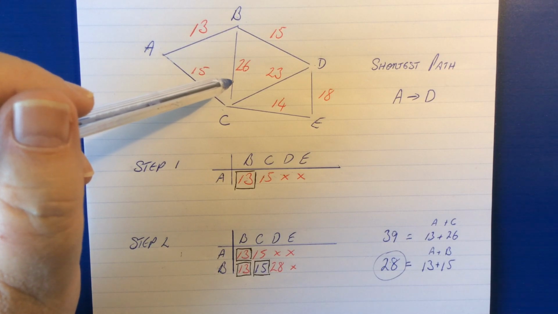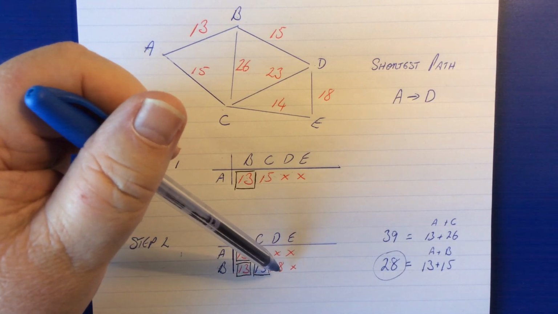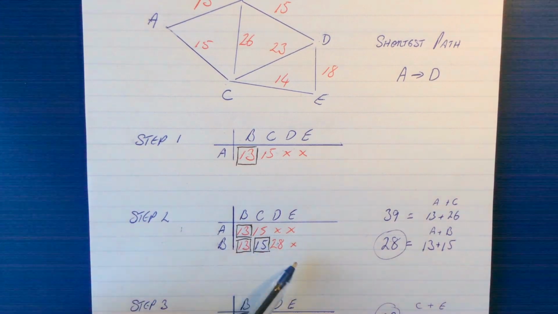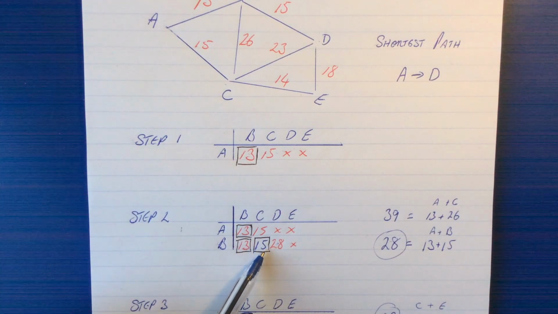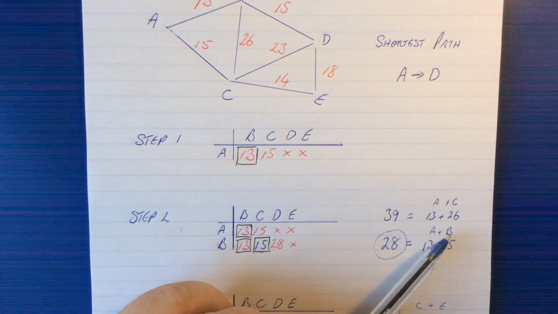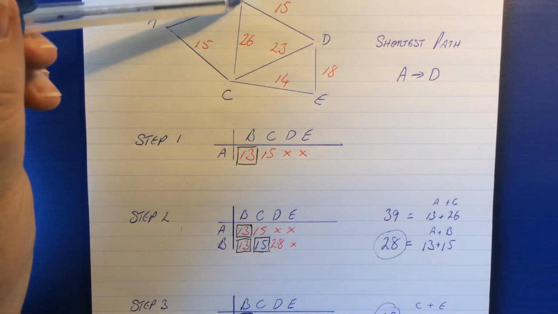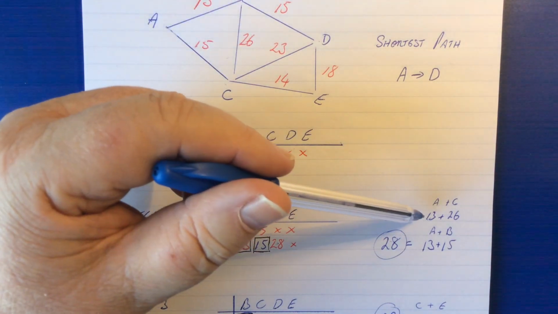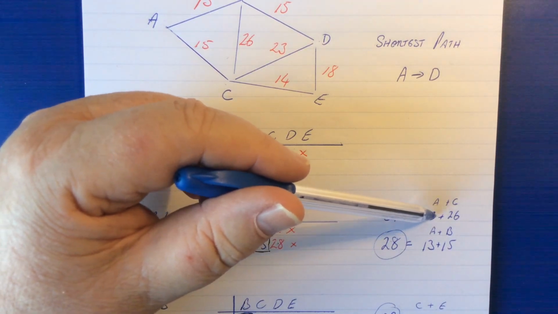Now, B to D here is marked as 28. Why is that? Well, we do a calculation based on the shortest route out of A and the shortest route out of B, or the shorter in this case. 13 and 15 is 28. That's A plus B. Now another option is A to B plus C. So that's A plus C. So that's that and that. That gives us 39. That's out of the question.